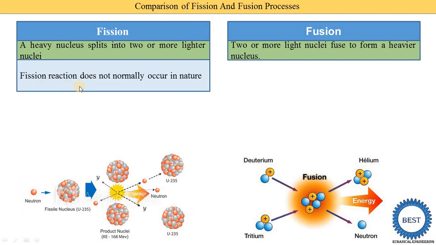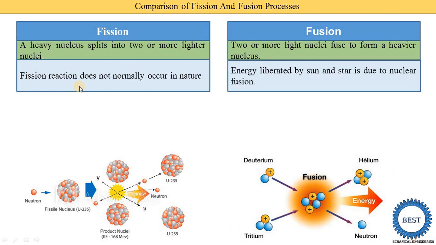Second point: fission reaction does not normally occur in nature. In this world, the fission process is not naturally available, but fusion processes are naturally available. Energy liberated by the sun and the stars is due to nuclear fusion. We know that the sun emits radiation. Sun temperatures are very high, and this temperature is high due to the fusion reactions.